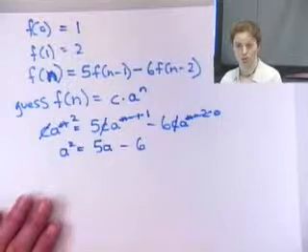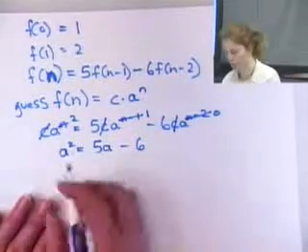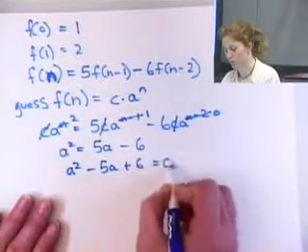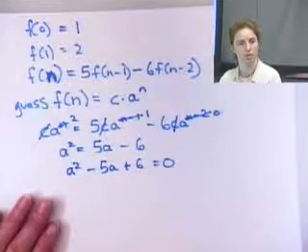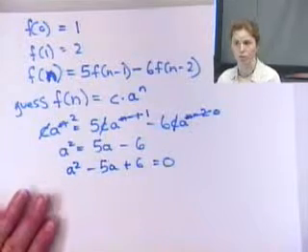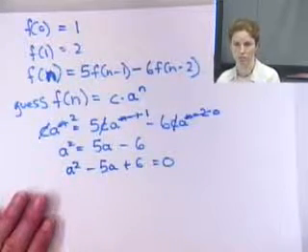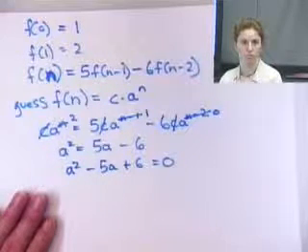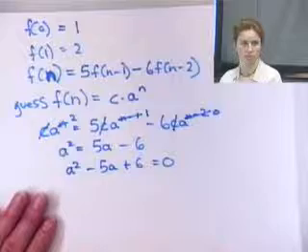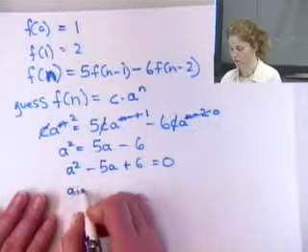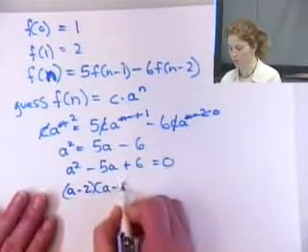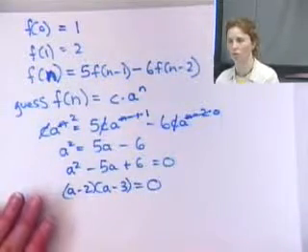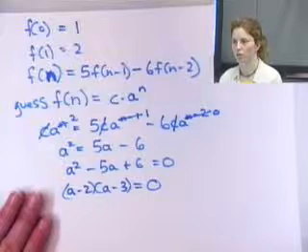Then I have to get it in standard form to find out what a is. So I get a squared minus 5a plus 6 equals 0. And then you don't have to use the quadratic formula if you can figure out how to factor something. This one is 2 and 3. A minus 2 times a minus 3 will give me this equation. And if you didn't see it, it's okay. You can always use the quadratic formula and it will tell you what those two numbers are.